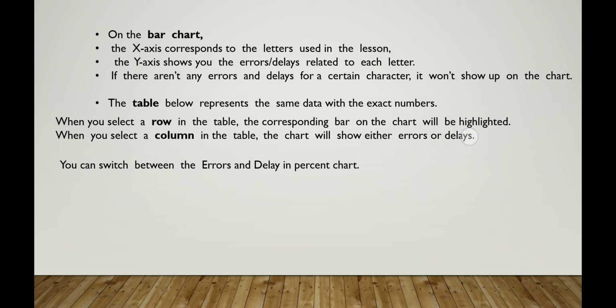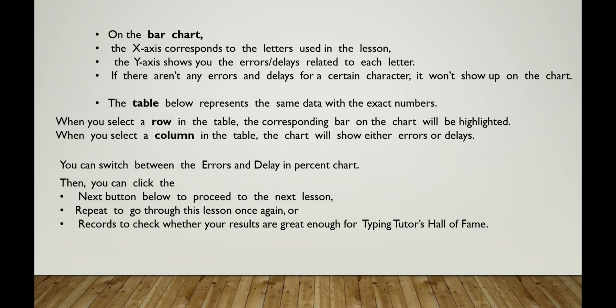Okay, so on the bar chart, what do you find? On the x-axis, what do you find? The letters used in the lesson. On the y-axis, you find the errors or the delay related to each letter. In the table, what do you find? In a row, you find that the corresponding bar on the chart will be highlighted, and when you select any column, the chart will show either errors or the delays. Now you can switch between the error and the delay.